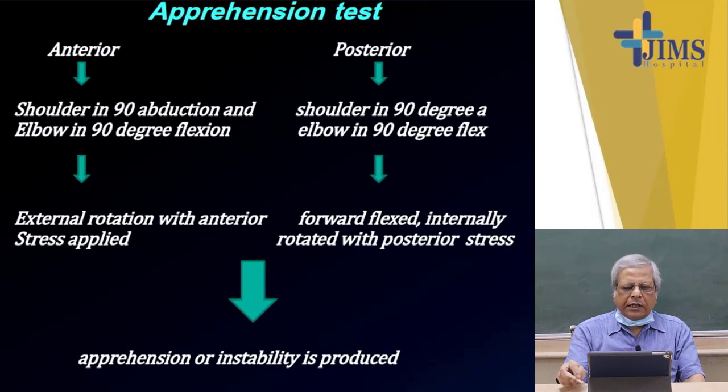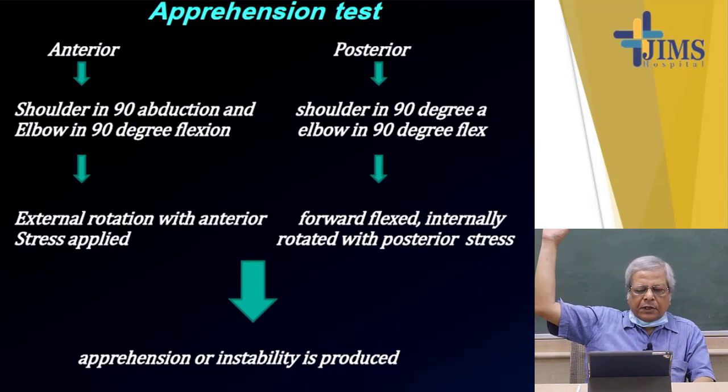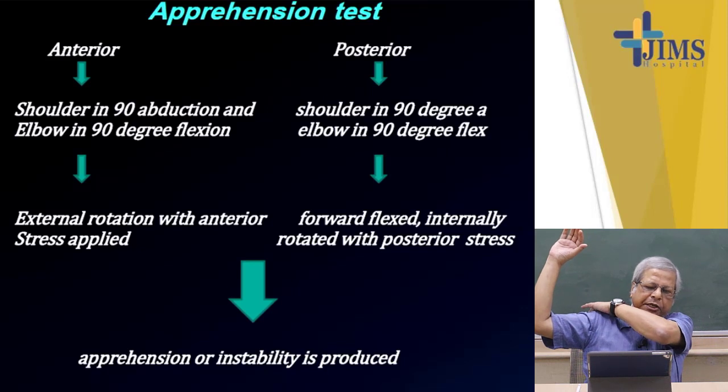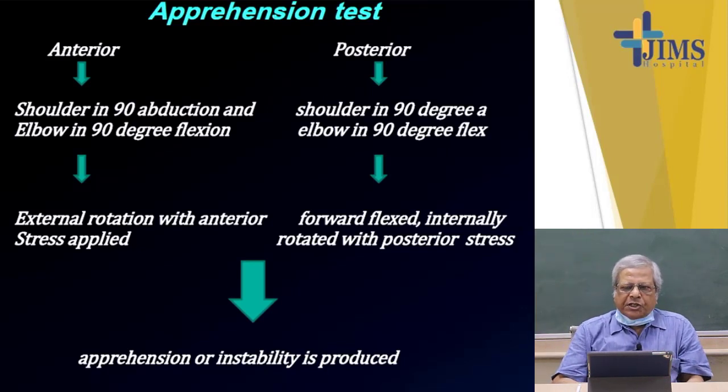The most important test is the apprehension test. For anterior dislocation of the shoulder, in 90 degree abduction, elbow in 90 degree flexion, external rotation with anterior stress like this, the patient gets scared. The patient cries out because he knows that the shoulder is going to come out, to be dislocated now. So he violently tries to stop the examiner. No, please don't do it. He feels that the humeral head is going to come out.